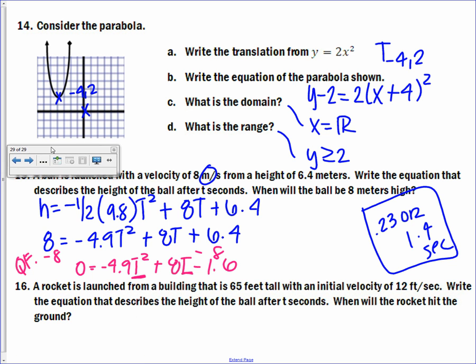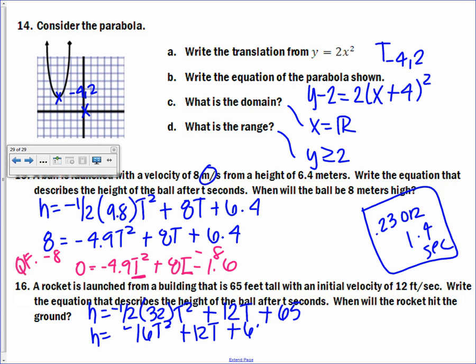And finally, 16, a rocket is launched from a building that is 65 feet tall with an initial velocity of 12 feet per second. Write the equation that describes the height. So h equals negative 1/2 g. G is gravity. This time we're dealing in feet, so that's 32 t squared plus my initial velocity, which is 12t, plus my initial height, which is 65. So that's going to be h equals negative 16t squared plus 12t plus 65.